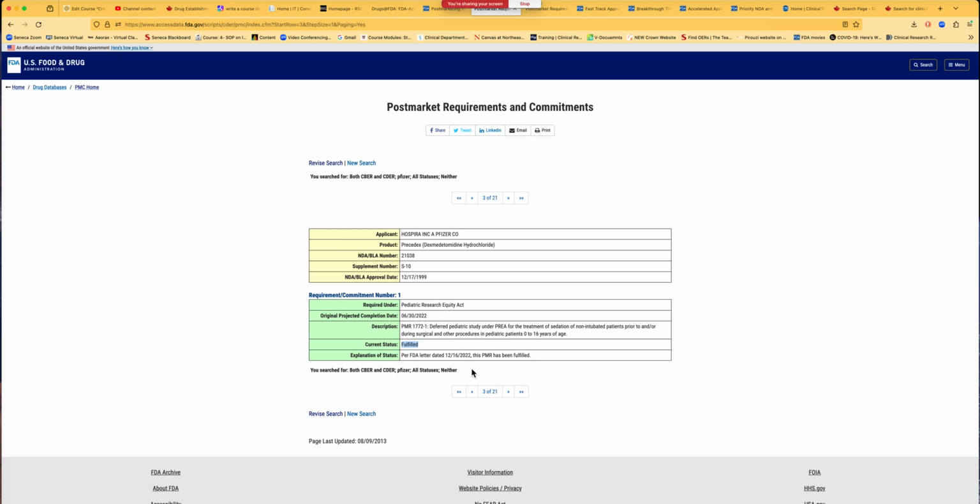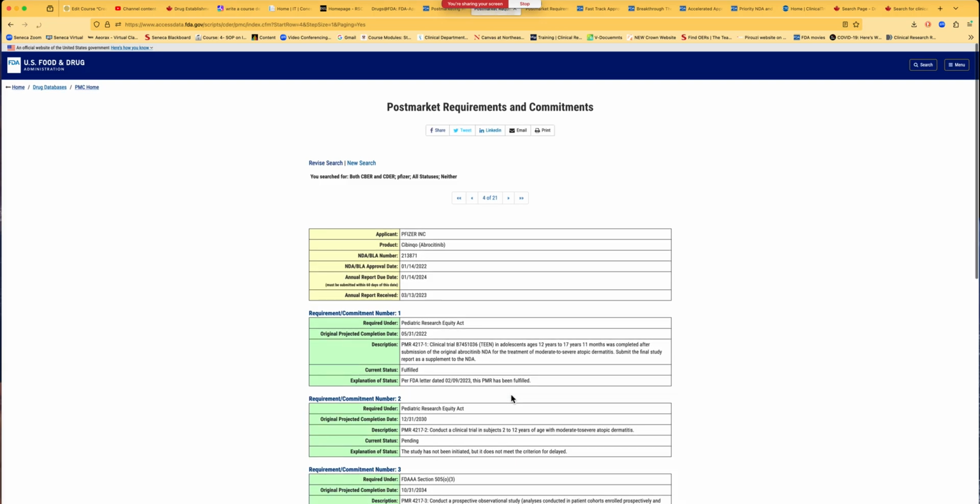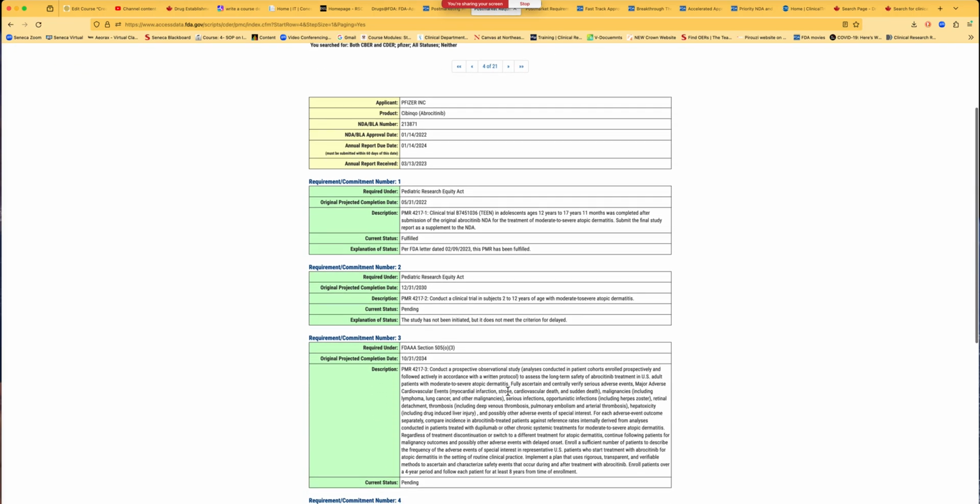Now you can always continue with other pages. You can always continue with other products as well. Again, this is a very interesting and useful database to look into the study commitments, to look into the status for us, what FDA knows about us.